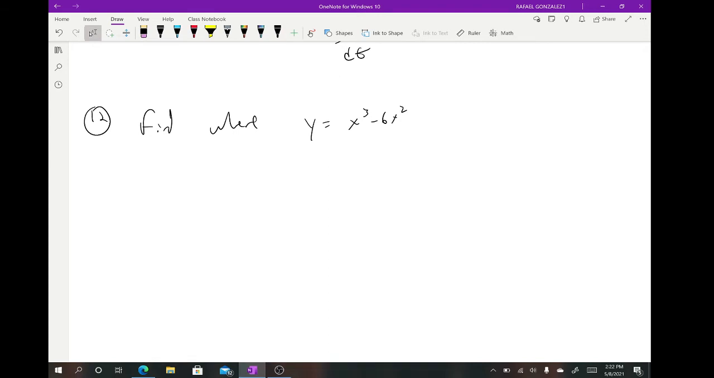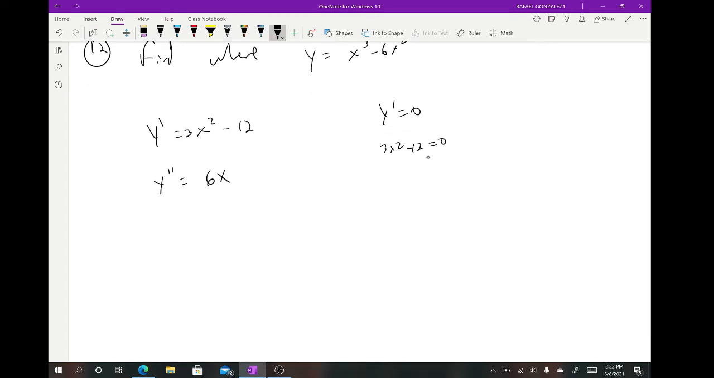And concavity, we use the second derivative at the critical values to find out whether the concavity is up or down. So the first thing we should do is just take the derivative. If we take the derivative, we get 3x squared minus 12. And if we take the second derivative, we get 6x. Now, to find the critical values, which we need, we solve for when the first derivative is equal to 0. So that means when 3x squared minus 12 is equal to 0.